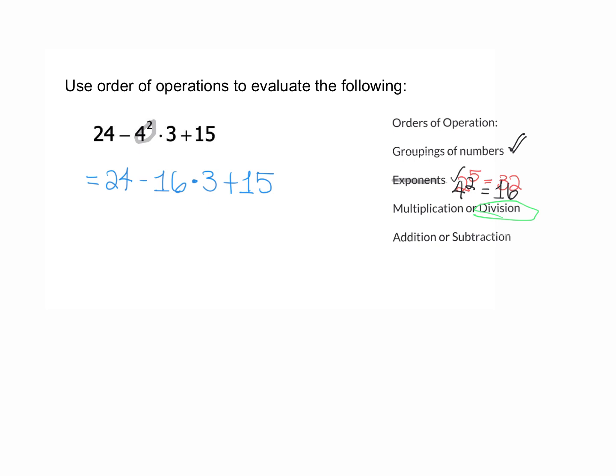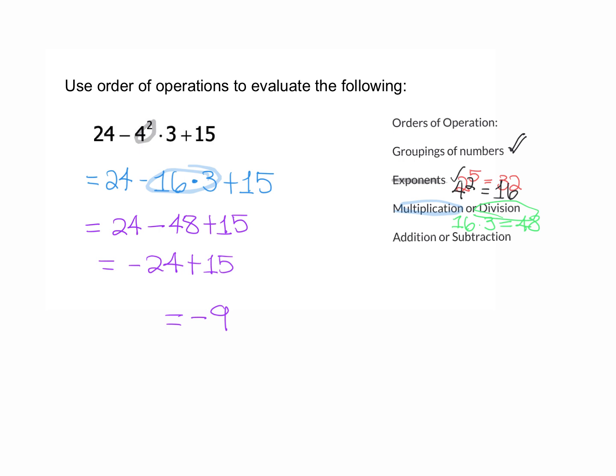Okay, so then for multiplication or division, we have multiplication right here. So we're going to multiply the 16 times 3, which is 48. So then we're going to rewrite this with the 48 replacing the 16 times 3. So we have the 24 minus 48 plus 15. So now we just add or subtract from left to right. So 24 minus 48 is -24. And then -24 plus 15 is -9. And that's our final answer.